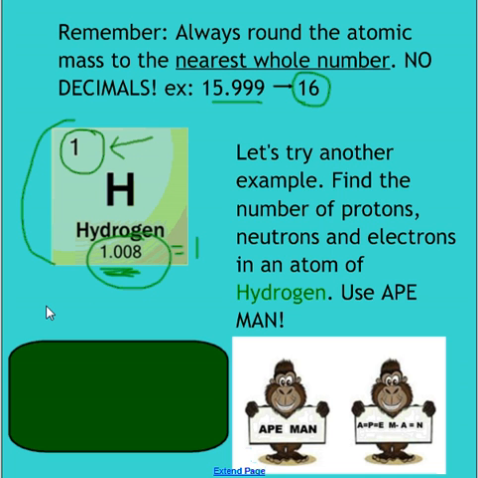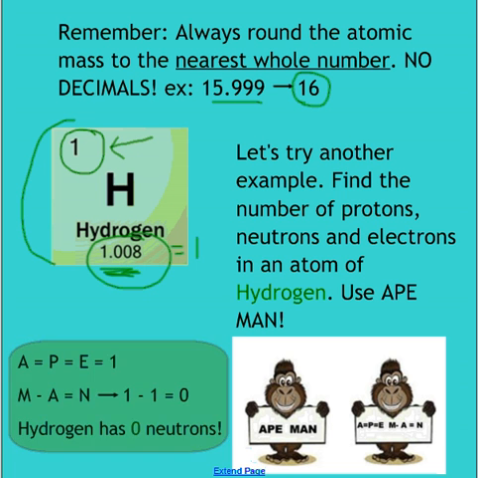So now we have all of them done. We have the ape and the man, and we have our protons, electrons, and neutrons finished. So A equals P equals E is the value of 1. 1 proton, 1 electron. M minus A equals N gives us 1 minus 1 equals 0. Hydrogen is an exception. Hydrogen is an element that has 0 neutrons. Now, you're not going to find that with any other element, but hydrogen is a special one. So hydrogen has no neutrons. And so we've just done 8-man for hydrogen and figured out its number of subatomic particles.